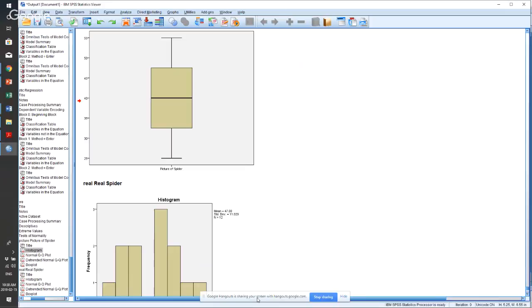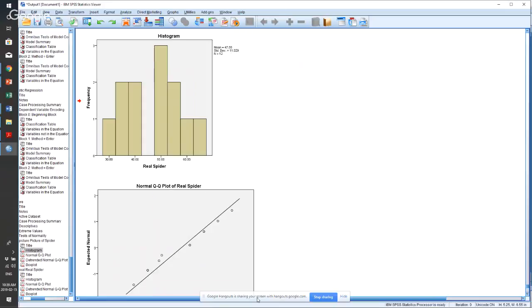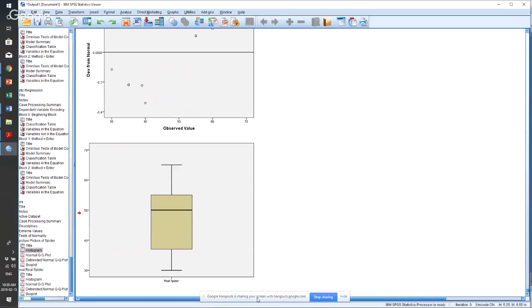And I want to show you the difference here. Look at this one, perfectly symmetrical, right? We can fold that in half. So it looks pretty normally distributed. In contrast, here's our real spider. It's not perfectly symmetrical at all, okay?